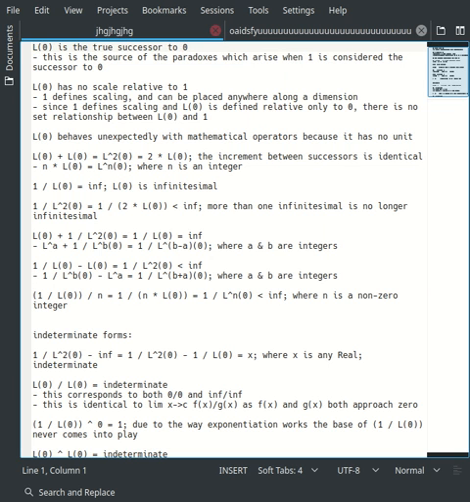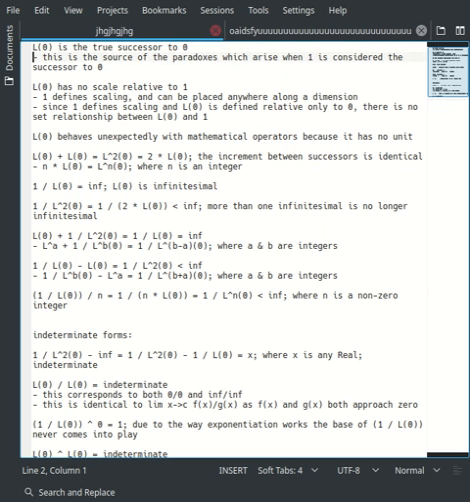Alright, so I've been fiddling around with my concept of the sub operation within taking limits, where you get to the closest possible value to the value you're taking the limit of. And in this case, the value that I'm looking at is 0, so L of 0, or L naught, is the closest possible value to 0, which makes it the true successor to 0.